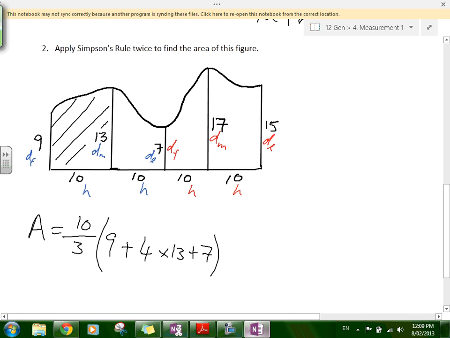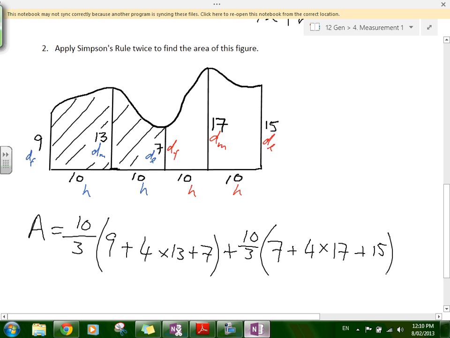So we've done that one. Now the second application: H is still 10, so it's 10 over 3 times, now DF has become 7. The 7 from DL in the first section is reused as the first measurement of the second section. So DF is 7, plus 4 times 17, plus 15. So we got to this point.